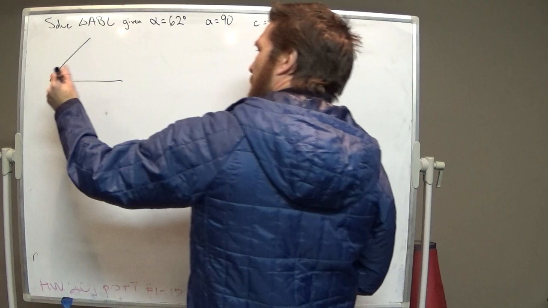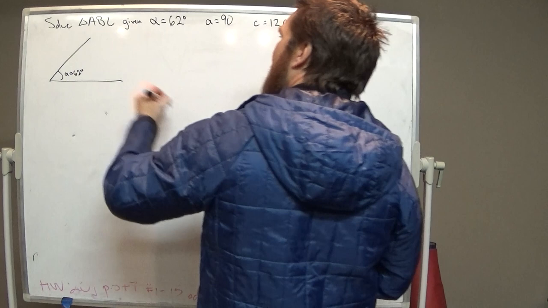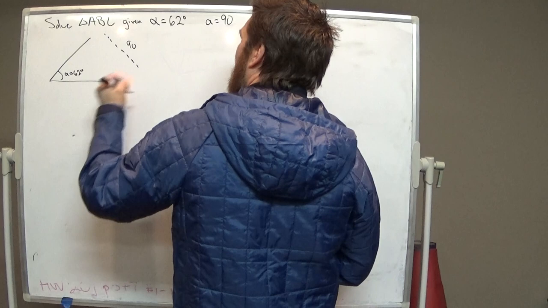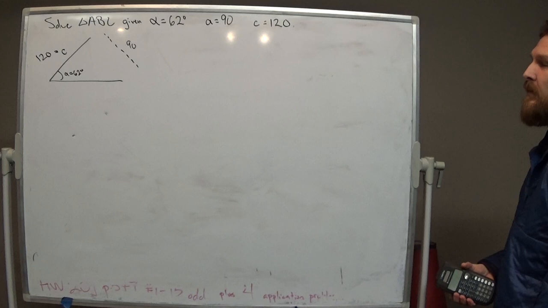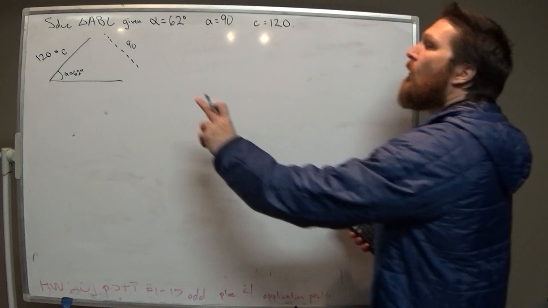But here we go. Alpha is 62 degrees. A is 90. So now, this is what I like to do, like, what's this doing? That's 90. And then C, I'm going to call this side C. And you're like, but that was B last time. Remember, it doesn't matter what we're calling it. I could have called it smiley face, and then I don't know what the Greek for smiley face would be, but that would be the angle corresponding to it.